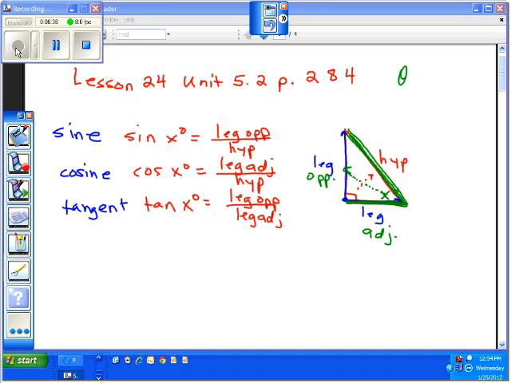We should say the sine of x degrees is equal to the length of the leg opposite x over the hypotenuse. Cosine is the length of the leg adjacent to that angle x over the hypotenuse. And the tangent of that angle x is equal to the length of the leg opposite that angle x over the length of the leg adjacent to that angle x. Okay? Any questions there? Okay? We call these trigonometric ratios.